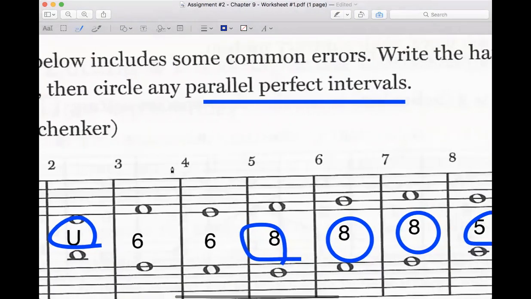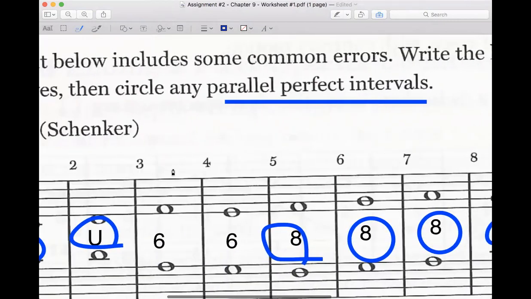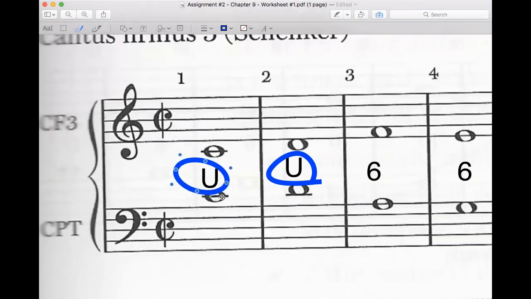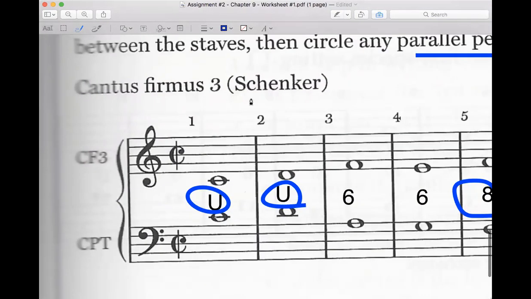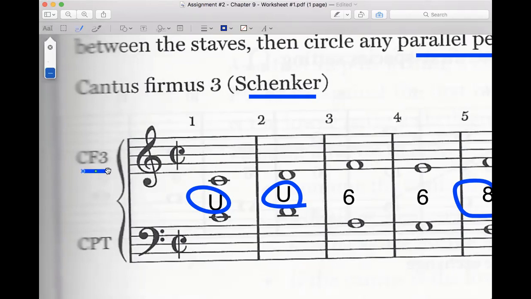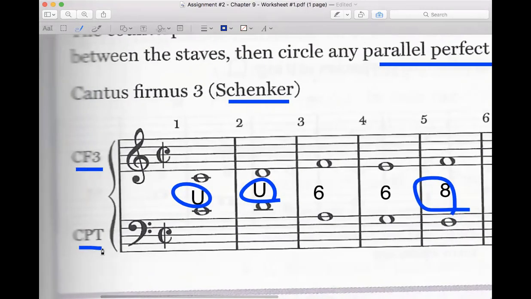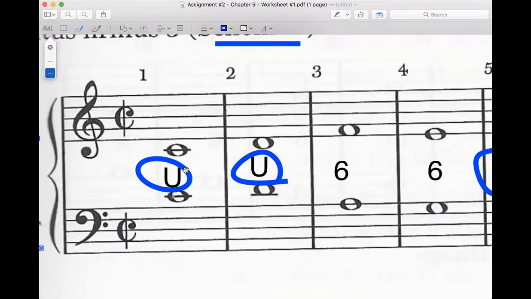Okay, and why do we circle these? Well, because they are problematic. We need to make sure we're not getting into any trouble. And that's exactly what we did. This person, in fact, this is Schenker, who is a famous music theorist who developed his own system for music analysis. He wrote this Cantus Firmus, but I believe that the textbook wrote their own problematic counterpoint.